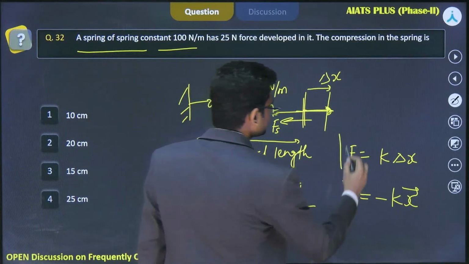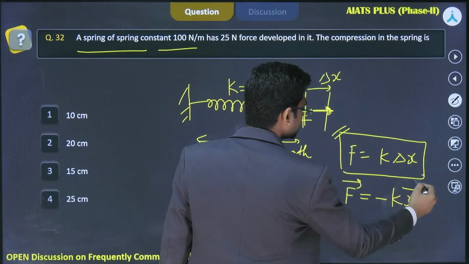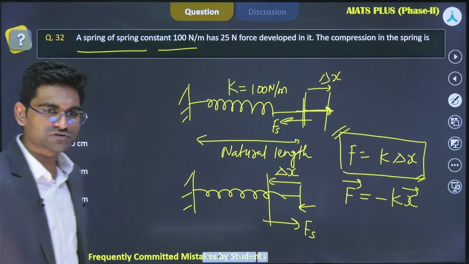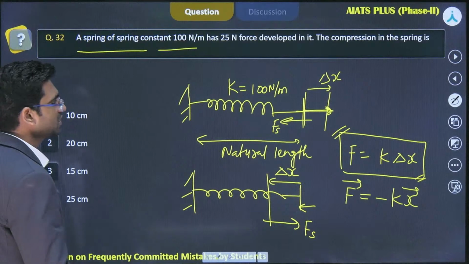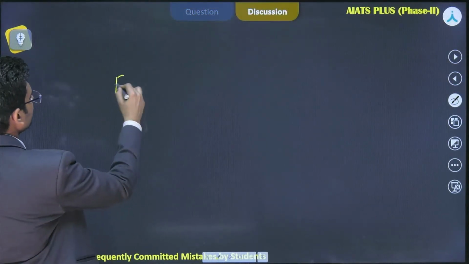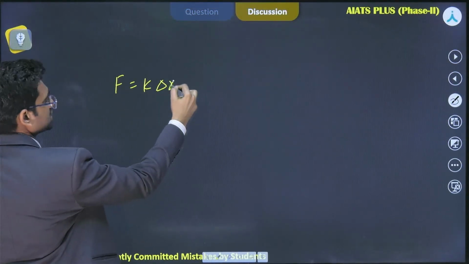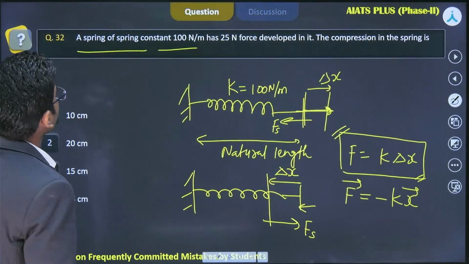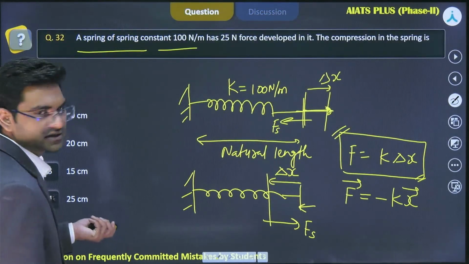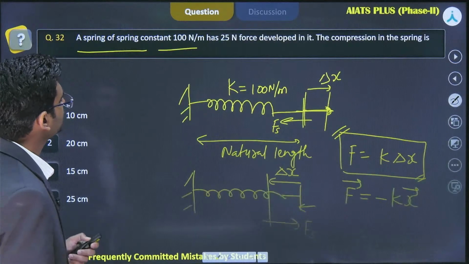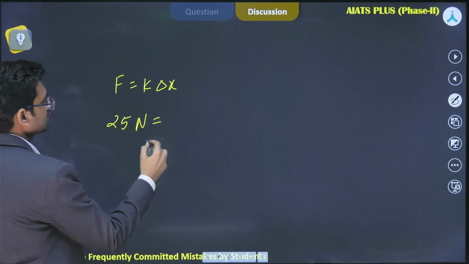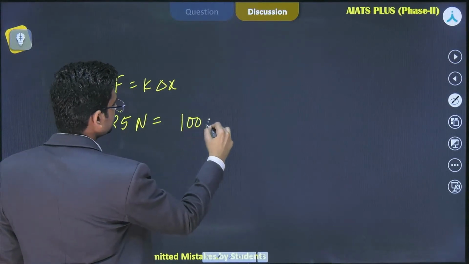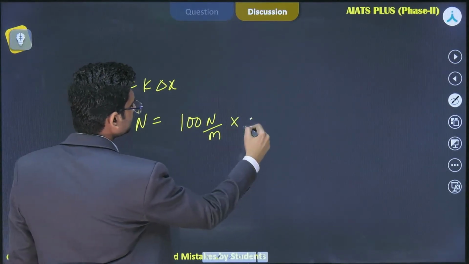So I am using this formula here because we already know that the spring always exerts force against its displacement. So the formula would be F is equal to k into delta x, or k into x, whatever you can write. Spring constant is 100 Newton per meter and force is 25 Newton. So 25 Newton equals k, which is 100 Newton per meter, into delta x.